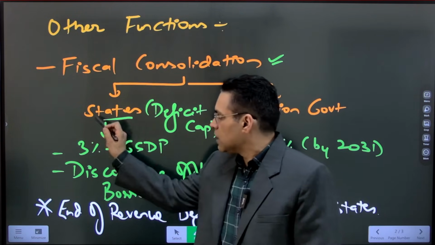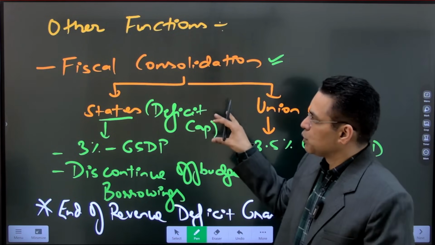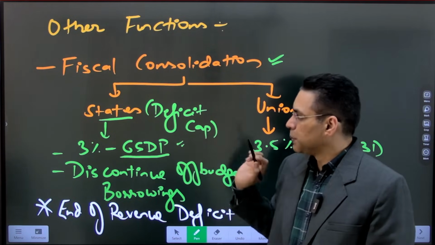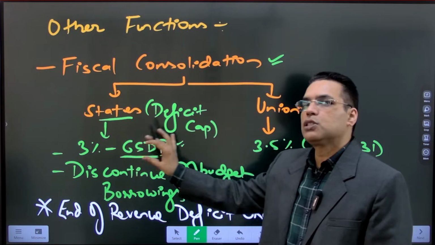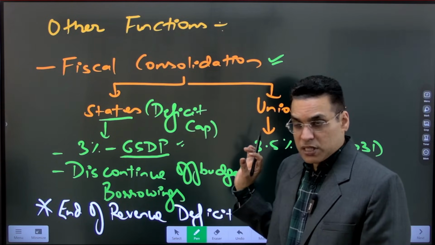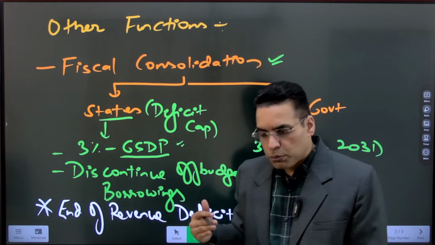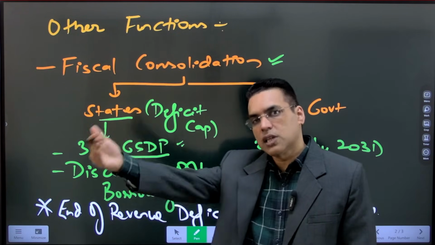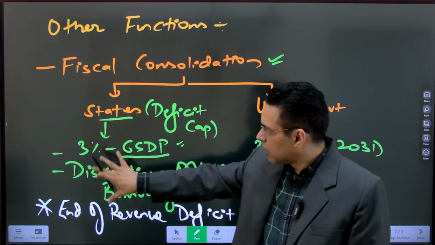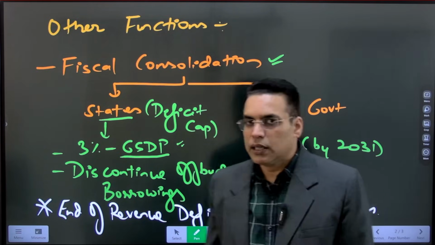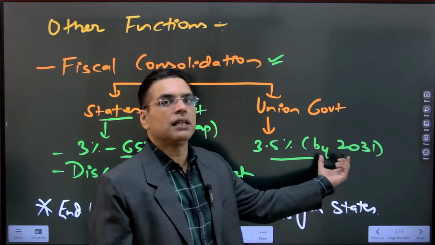Now, for the state governments there is a deficit cap. The deficit cannot cross 3% of the Gross State Domestic Product. Then they have also suggested a limit on off-budget borrowing, so the state government should not take money outside the budgeting system. This is another recommendation the Finance Commission has given. And for the union government, the deficit should be 3.5% by the end of the period.